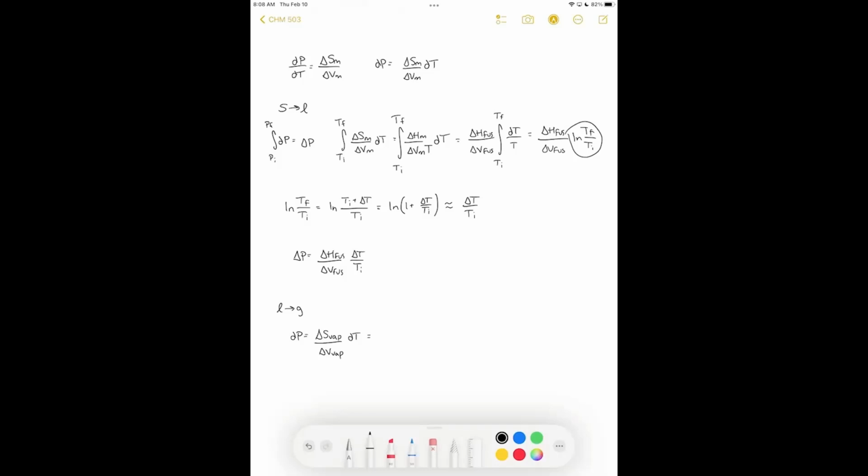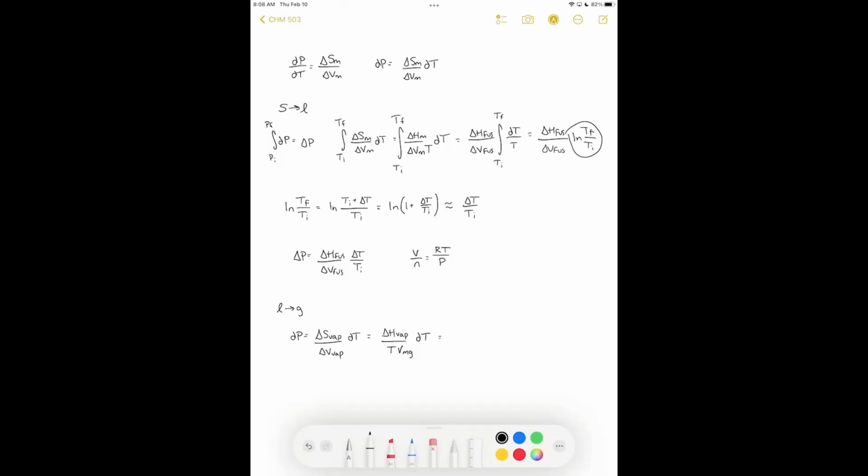We've discussed before that delta S is equal to delta H over T, so we have delta H of vaporization over T. And then the delta V of vaporization is simply the molar volume for the gas. The molar volume is V over N, so V over N is equal to RT over P. This gives us the ideal gas law.